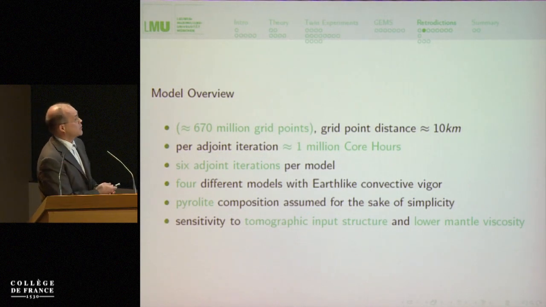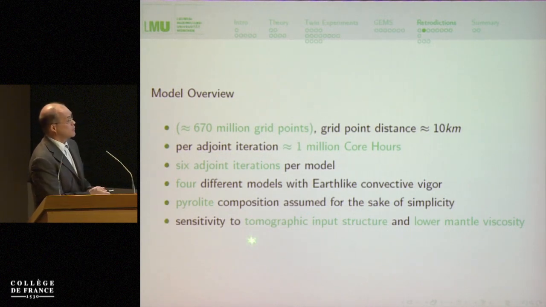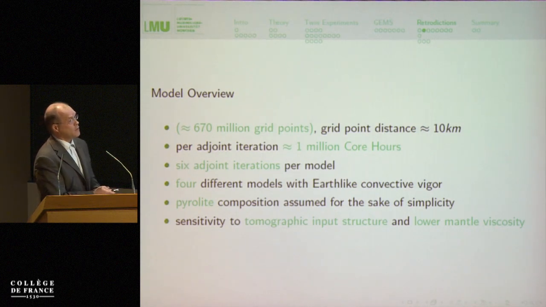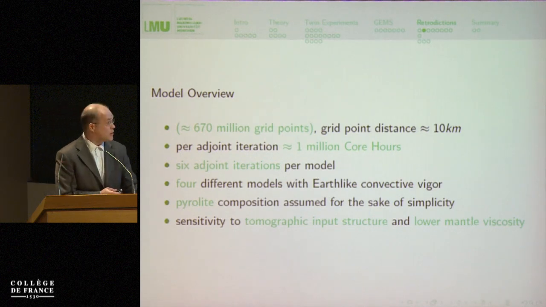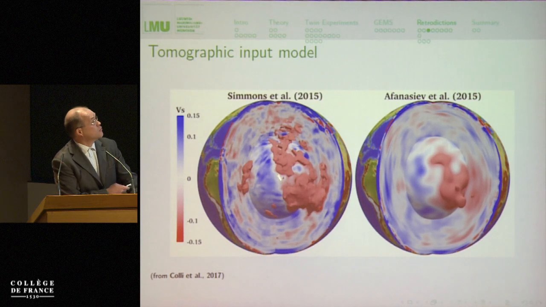There's a pyrrolite composition, again assumed for the sake of sensitivity. And in particular, I will want to know a little bit more about the effects of the tomographic input structure. Different tomography models are different. And the lower mantle viscosity. These are the 2 tomographic input models that we have chosen.